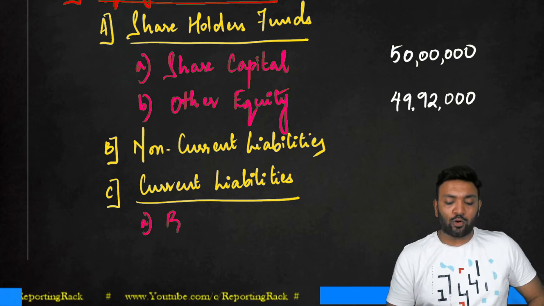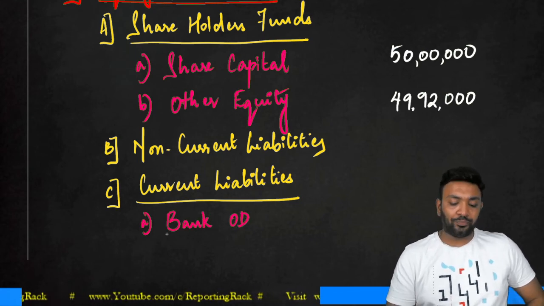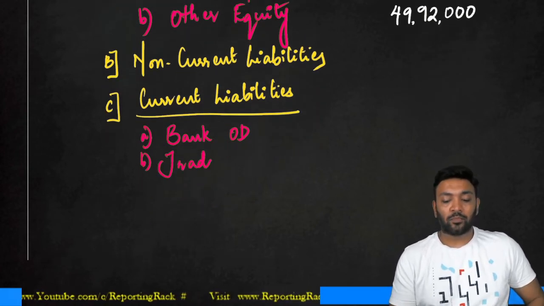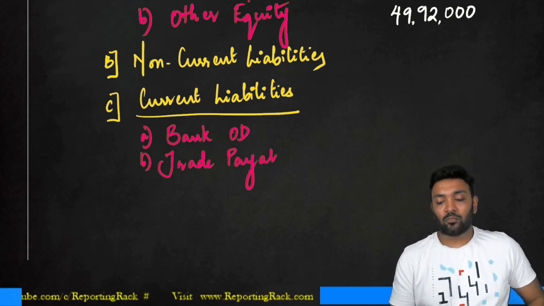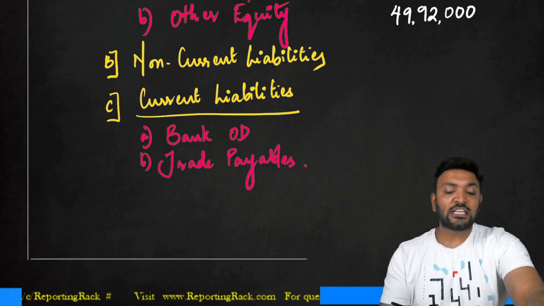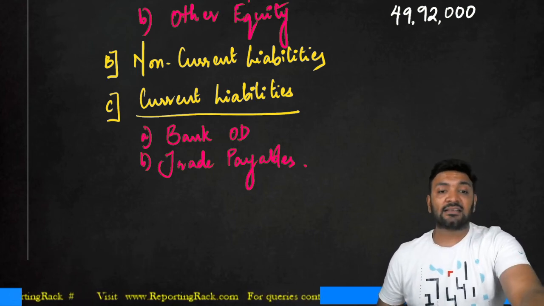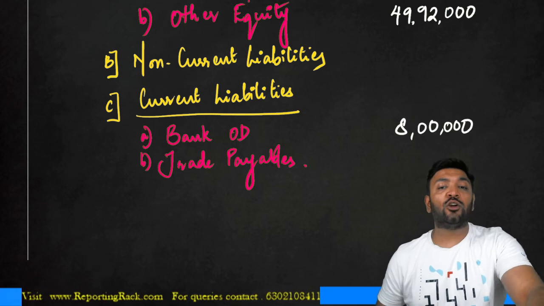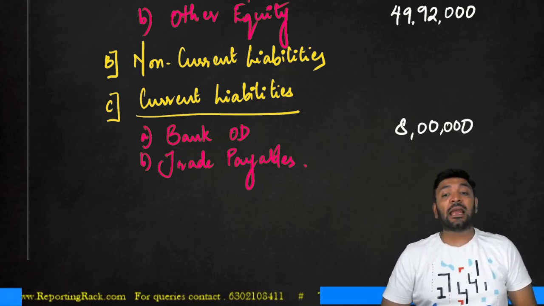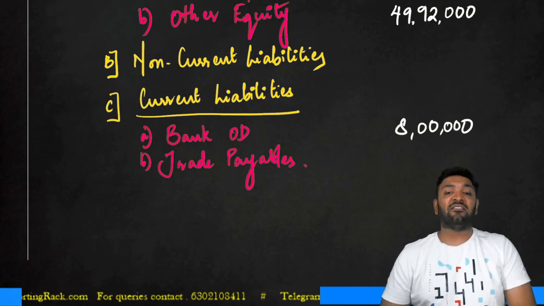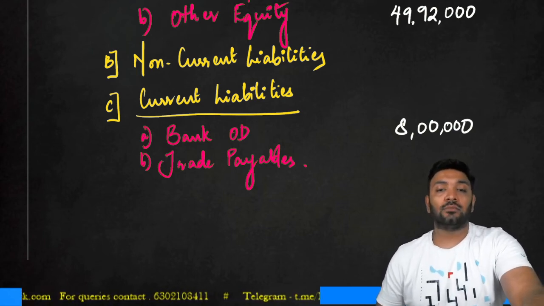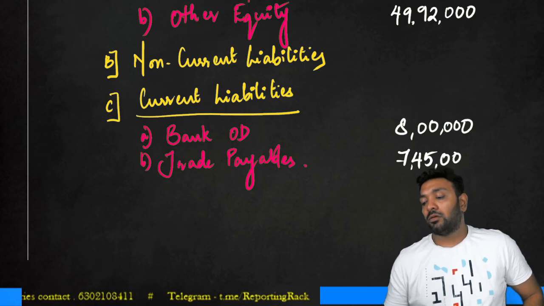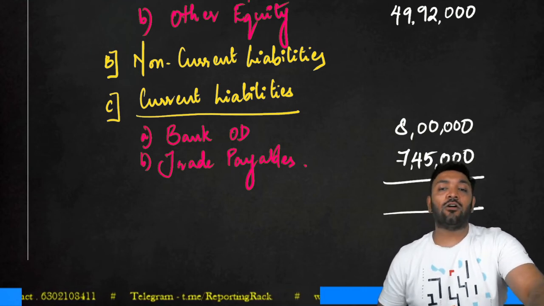Part A, bank OD. Part B, trade payables. Bank OD, no adjustment, simple addition. What is your bank OD amount? 8,00,000. Your trade payables of the subsidiary are upward revalued by 1,00,000. So instead of 174, it became 274. 274 plus 471 is 7,45,000. That's it. End of balance sheet on the liability side.